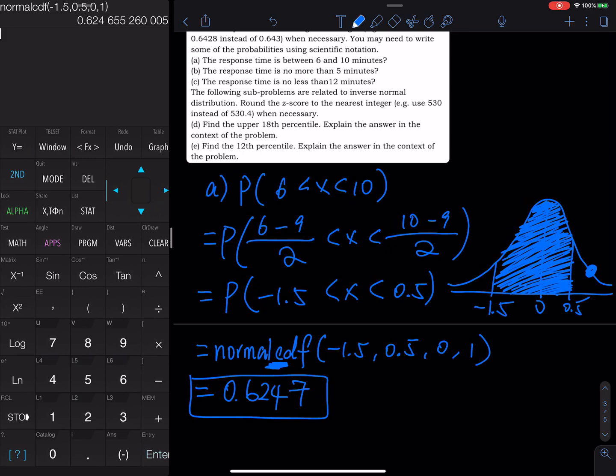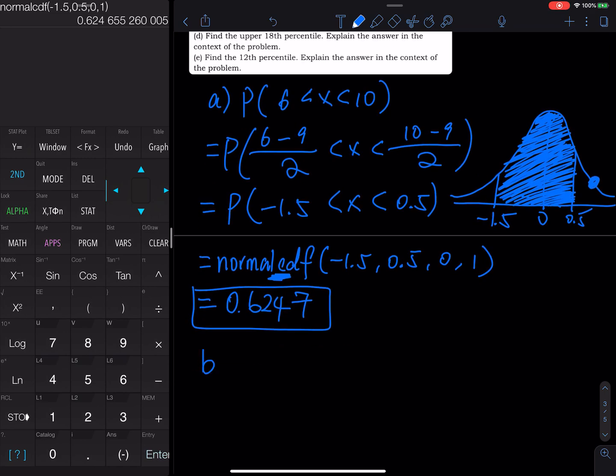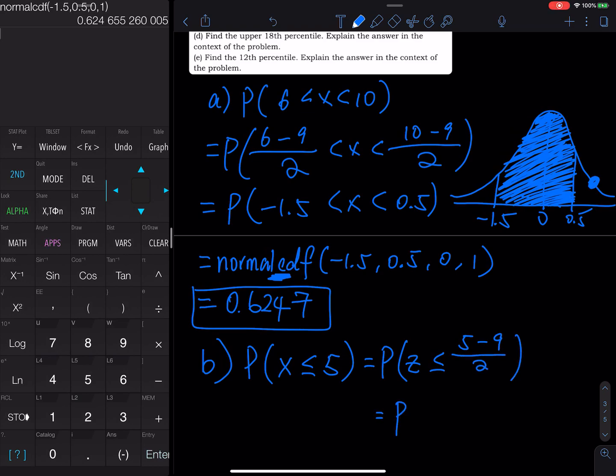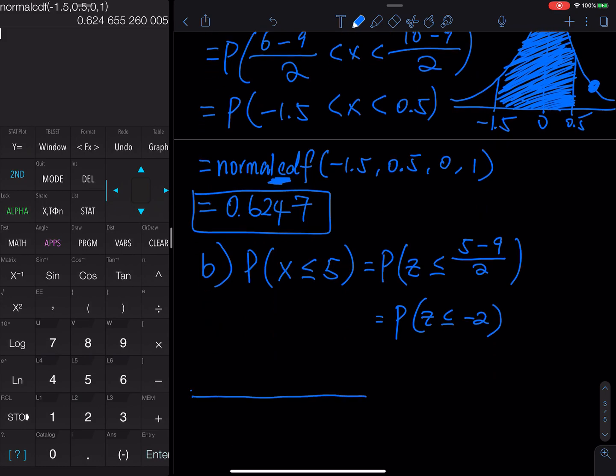And then B is no more than 5. So B is the probability that, the opposite of more than is less than or equal to. So we do z less than or equal to 5 minus the mean divided by 2. So that is negative 4 divided by 2, which equals negative 2. 0, negative 2, less than means left side. Less than is left, greater than is right, between is in the middle.